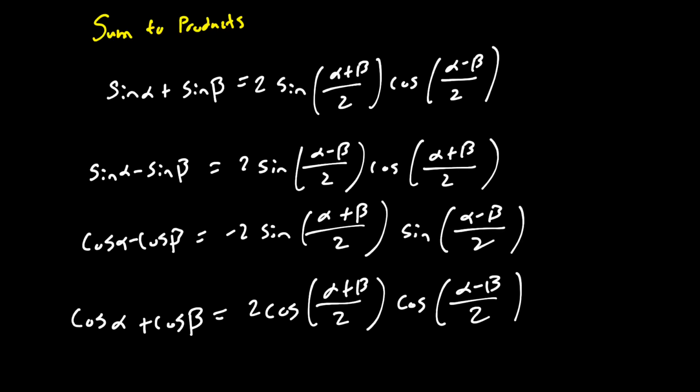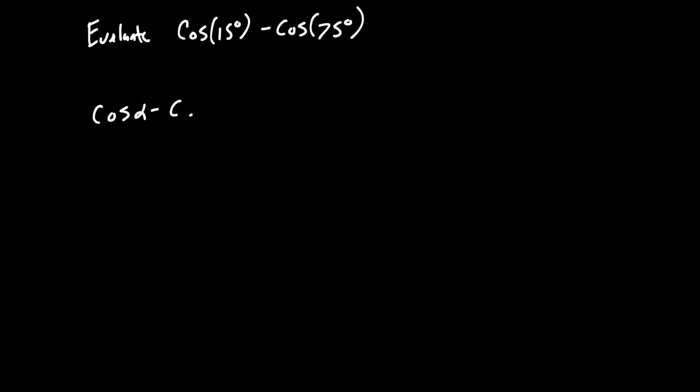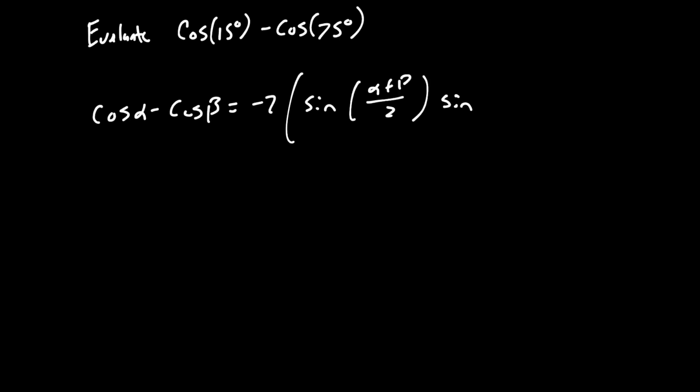So now we'll go ahead and practice a few different problems using both sets of formulas. The first problem we'll be looking at is we want to evaluate cosine of 15 degrees minus cosine of 75 degrees. And we want to apply our sum to product formula. And recall that this is going to be given by cosine of alpha minus cosine of beta is equal to negative 2 times our sine of alpha plus beta divided by 2 times sine of alpha minus beta divided by 2.